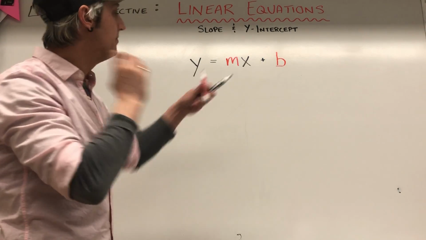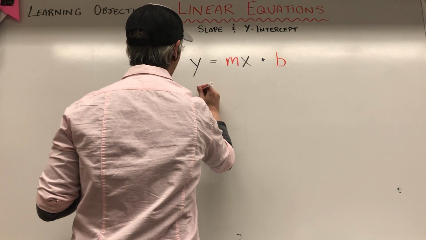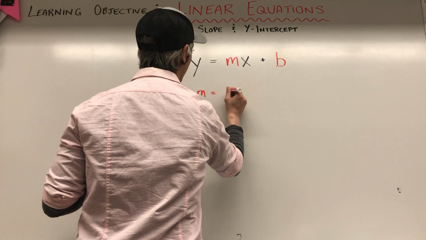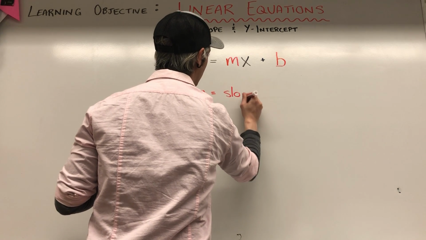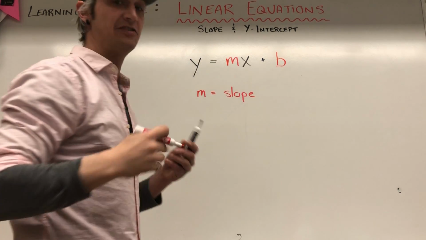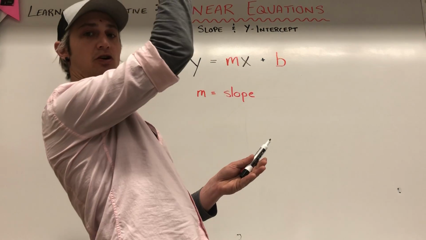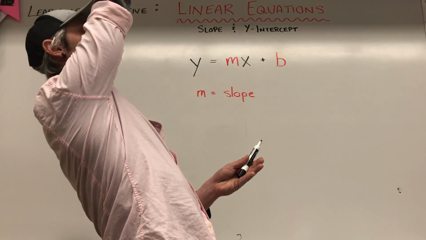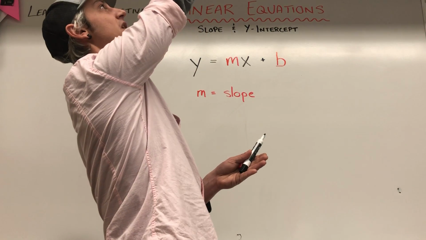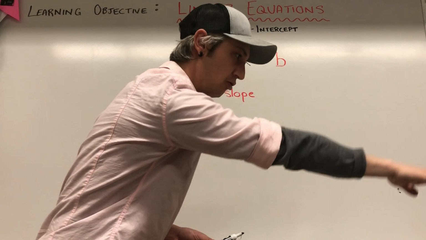So m is something we call the slope, okay? The slope is basically the angle that my linear equation is going up or down. Like, what is the rate? Is it going up really fast? Is it going down really slow, gradually?